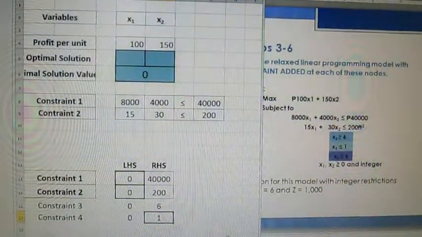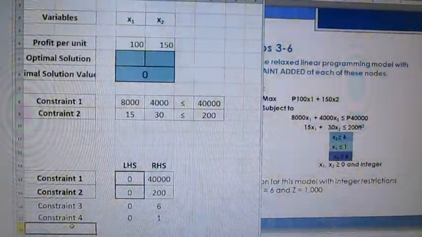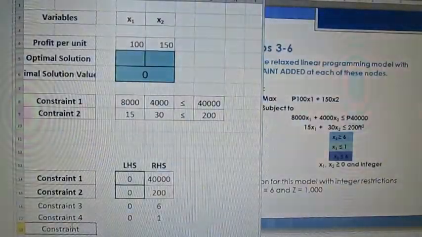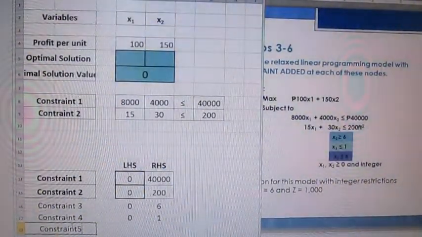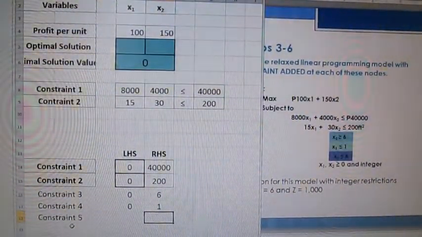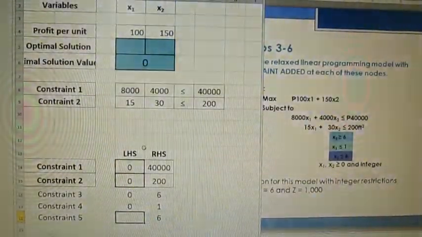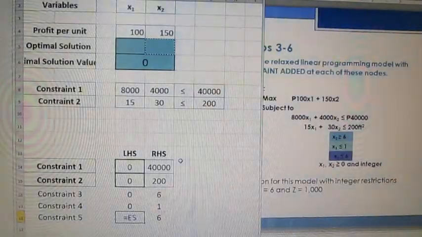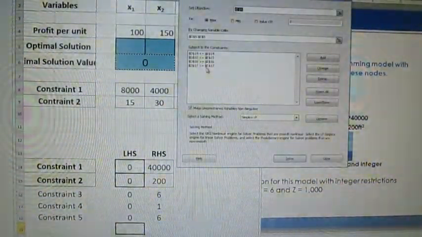Yung constraint 4 natin ay 1. Tapos, magdadagdag tayo ng additional constraint. Constraint 5, with the right-hand side value of 6. Tapos, yung left-hand side value niya ay equal to x sub 2. Tapos, dadagdag lang natin yung constraints.